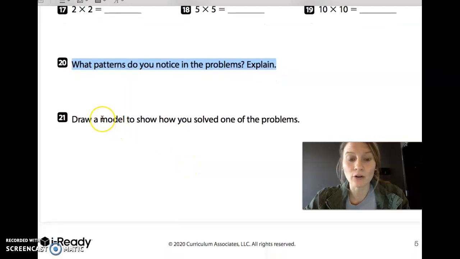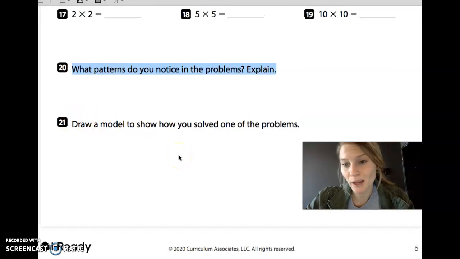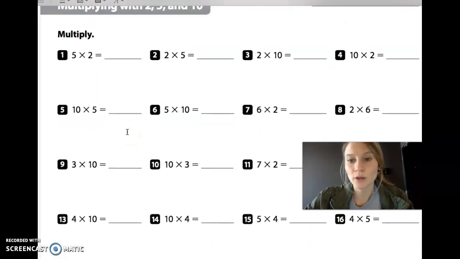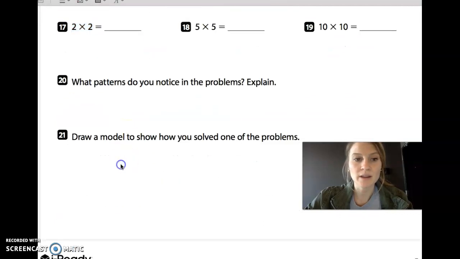Now, draw a model. So when it says to draw a model to show how you solve one of the problems, let's just pick one. I'm going to do this one right here, 2 times 2. Now look at all your choices. Oh my goodness, you have so many choices. I'm just going to pick 2 times 2 because that's the one I saw right there. So if I pick 2 times 2, I'm going to write it, 2 times 2 equals 4.